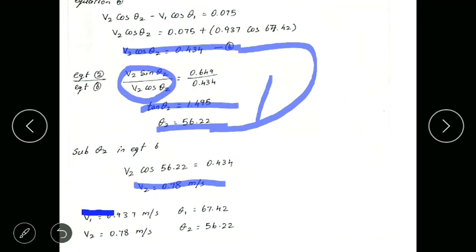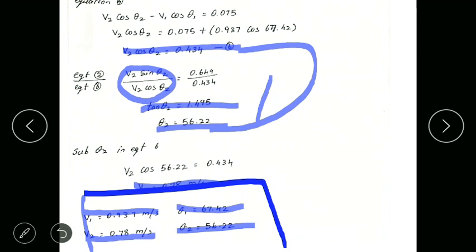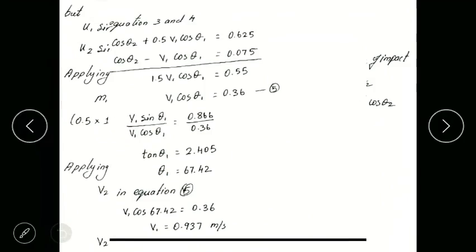So now we got the final velocities of the two masses, which are 0.937 meter per second and 0.78 meter per second. The inclinations of the directions of motion of the two masses with respect to the line of impact are theta 1, which is 67.42, and theta 2, which is 56.22. So this is what was asked in the question: the final velocity and its direction. This is the actual procedure to solve oblique impact.